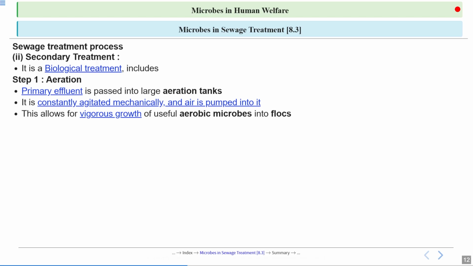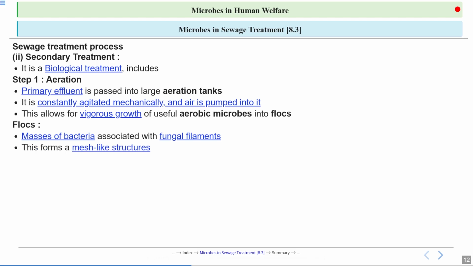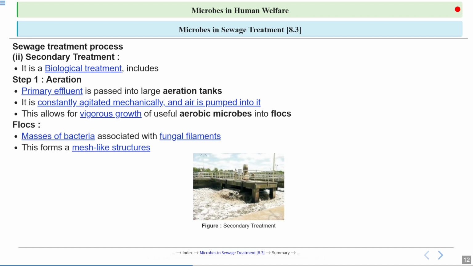Clear? So by adding this air and by agitating it, you are promoting the rapid growth of these useful microorganisms into flocs. Flocs means clumps. Okay, the flocs are now made. So what are flocs? They are masses of bacteria associated with fungal filaments. They are groups of bacteria along with some fungal threads. Together they create a web-like, mesh-like form. Here you can see this is an image showing you secondary treatment.